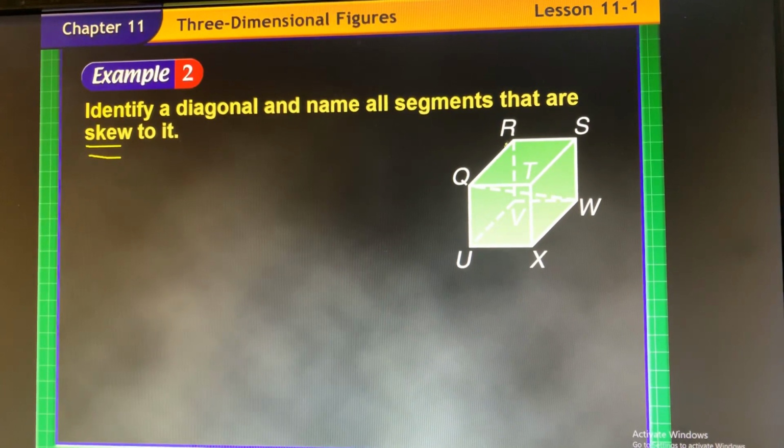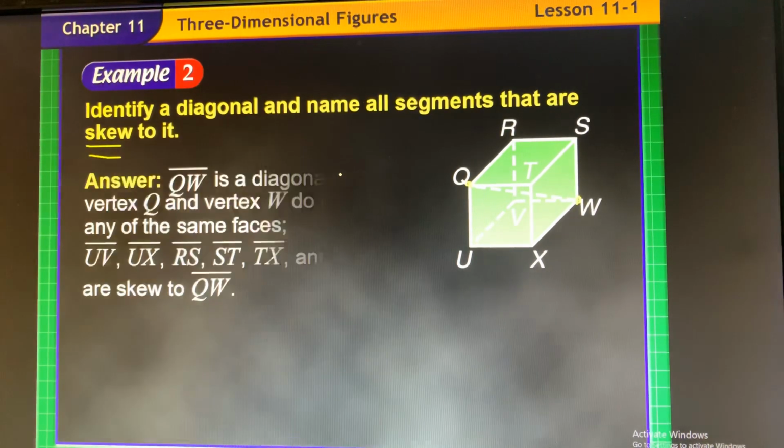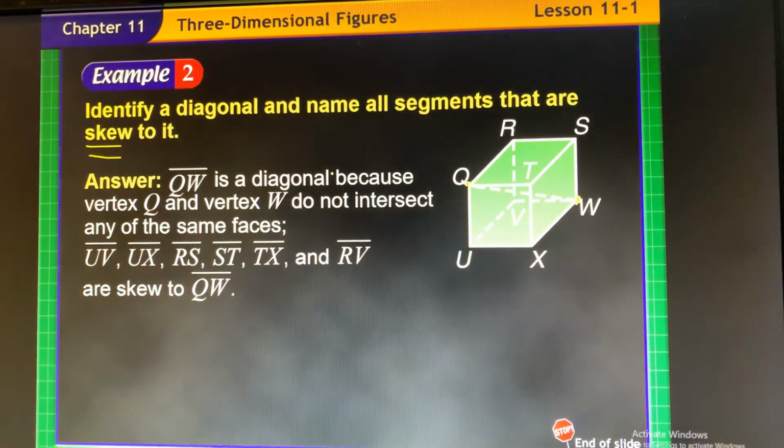What you can't say is RQ. RQ is not skew because it's intersecting right here. You couldn't say SW because it's intersecting right here. You could not say XW because it's intersecting. So you can say any other letter as long as you don't connect it with Q and W when it's diagonal.